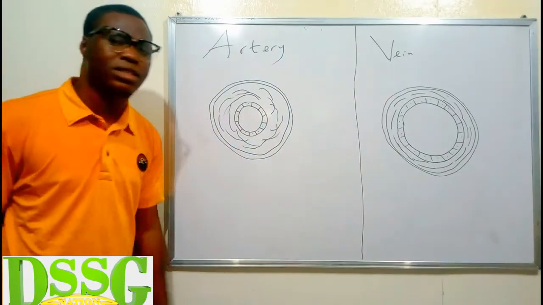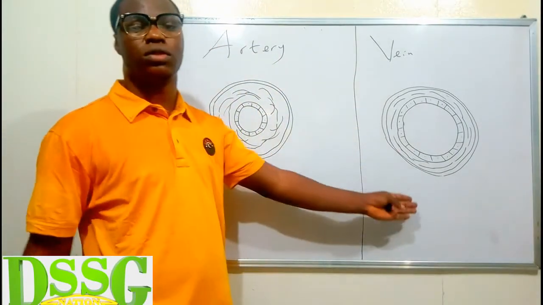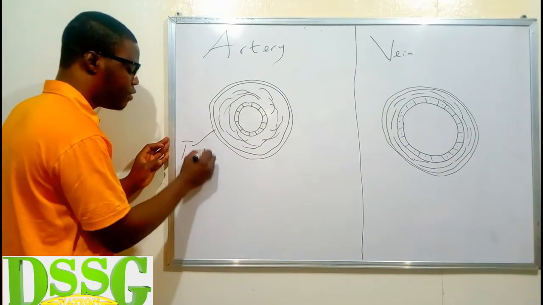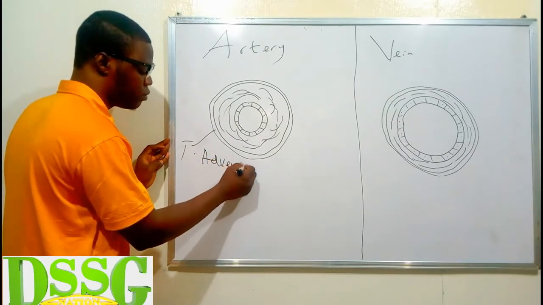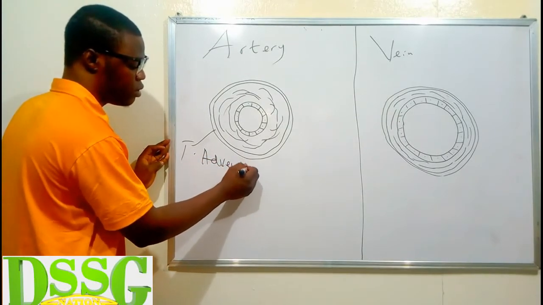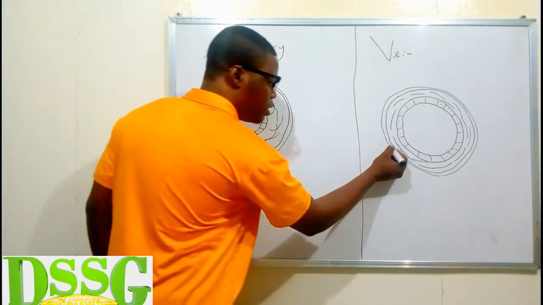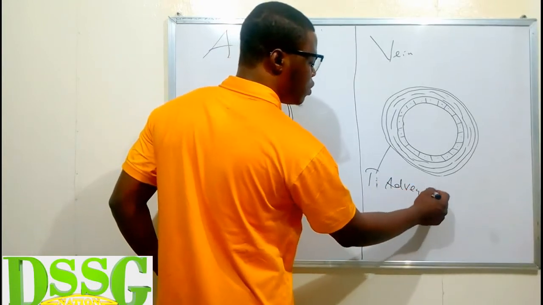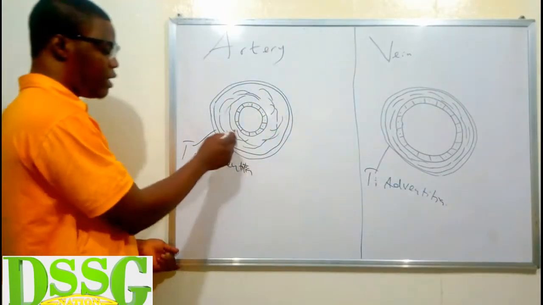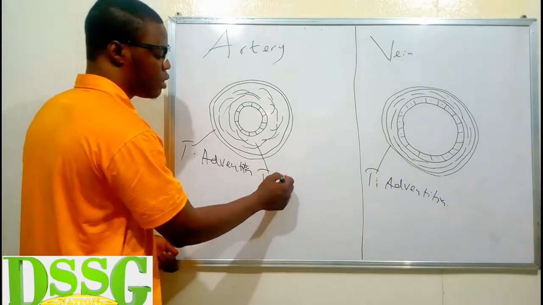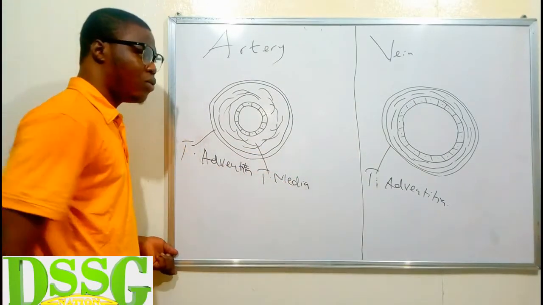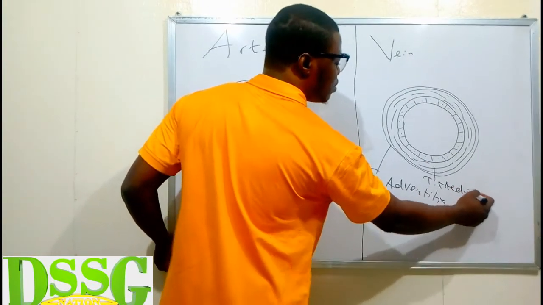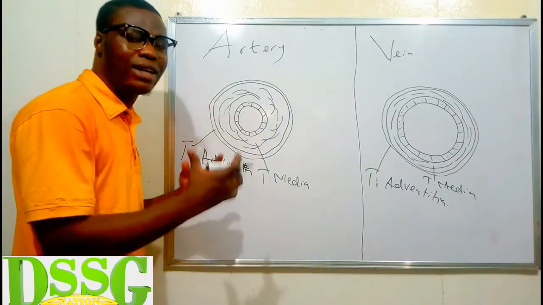Now, you realize that we have differences between these two structures. So what are the differences? We already know that our outermost layer is what? The tunica adventitia. So here too, it is tunica adventitia. Now, here is the tunica what? Tunica media. Now, here too is the what? Tunica media. But if you take a closer look, you realize that one is thicker than the other.